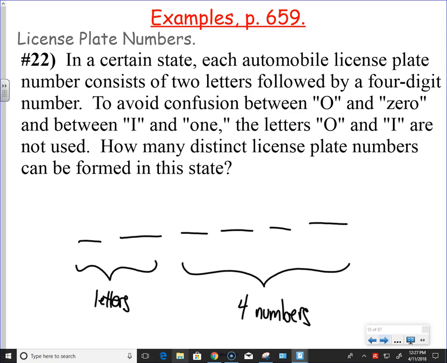Now, the letters are easy. Do they say anything about not being able to repeat the letters? No, but what do they say about the letters, guys? O and I can't be used. So how many letters are legal for me to choose from? Good, 24. But I can repeat them. They didn't say I couldn't repeat. If I couldn't repeat, this wouldn't be 24. I just used a letter, now I'd have 23. But since I'm allowed to repeat, good. Okay.